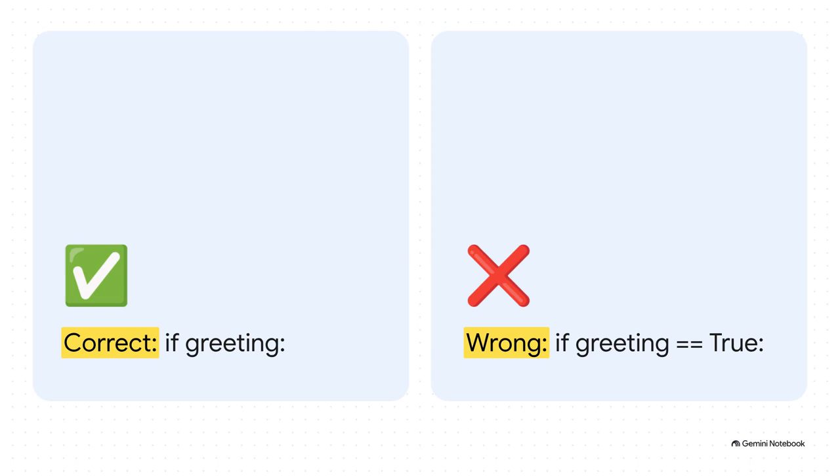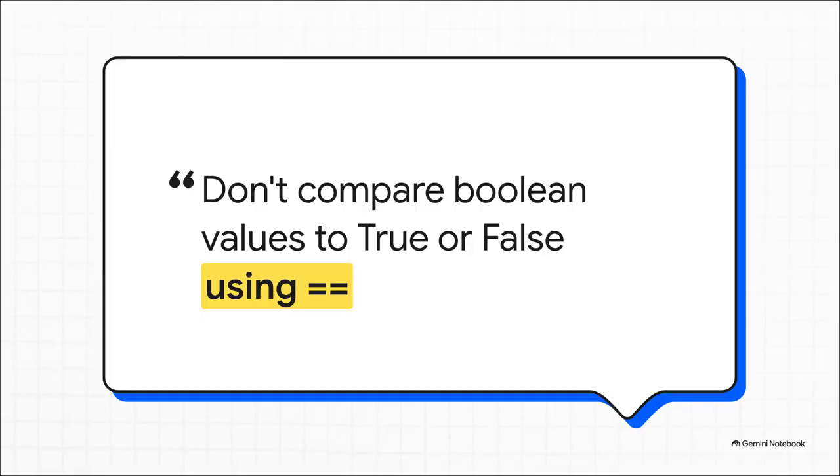The correct Pythonic way is simply if greeting. In fact, here is the exact quote straight from the PEP 8 programming recommendations. Don't compare Boolean values to True or False using ==. Because of that truth value testing we learned about a minute ago, Python already knows exactly how to evaluate it. Writing clean, readable code means simply relying on the variable directly as the evidence itself.